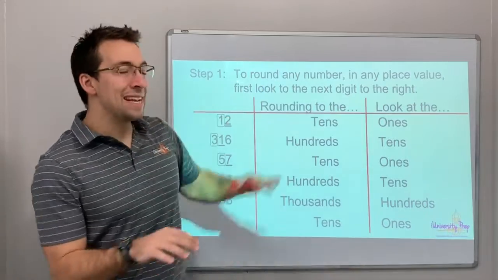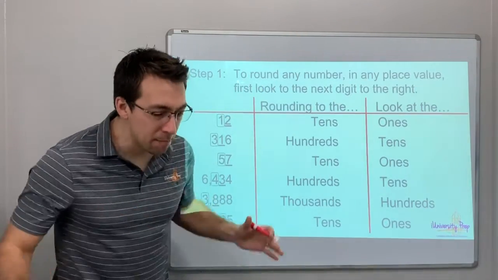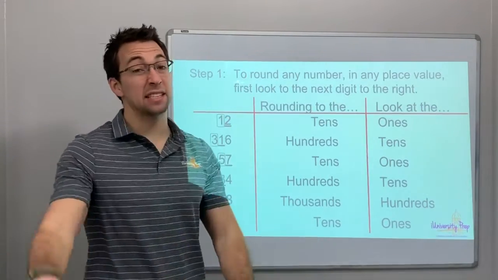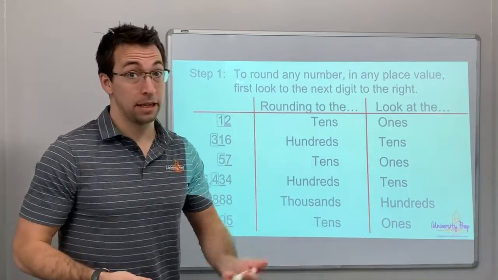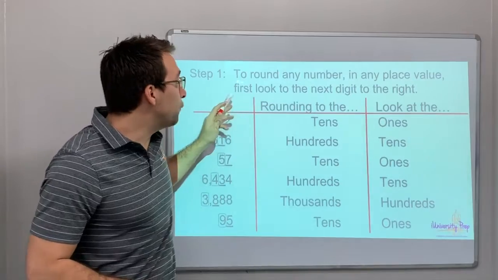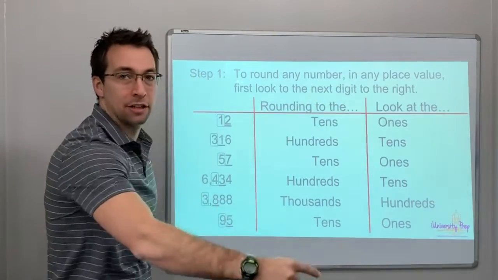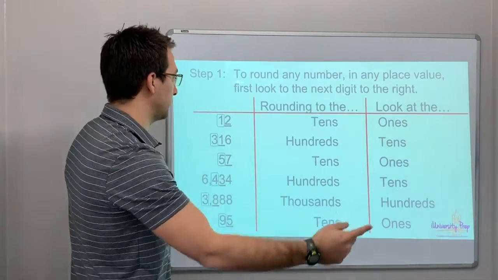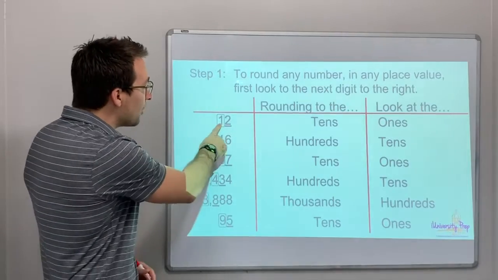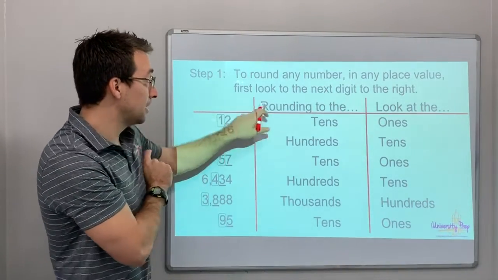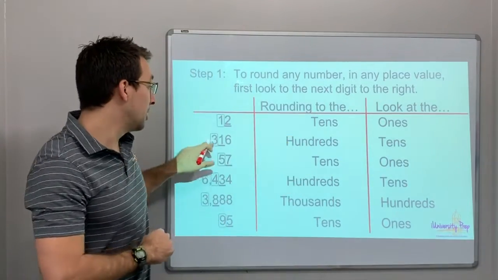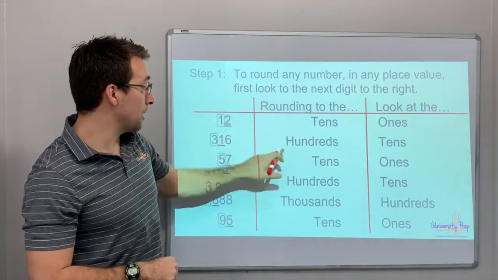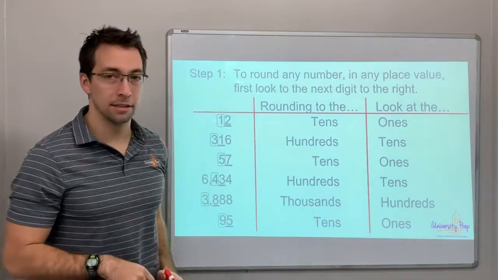In order to round any number, in any place, whether it's the millionths, the thousandths, the hundredths, or the tenths place, you first look to the next digit. You look at the next digit to the right, okay? So check this out. If we're rounding to the nearest tens, where do you look? You look to the ones place. Rounding to the nearest hundreds, you look to the tens.